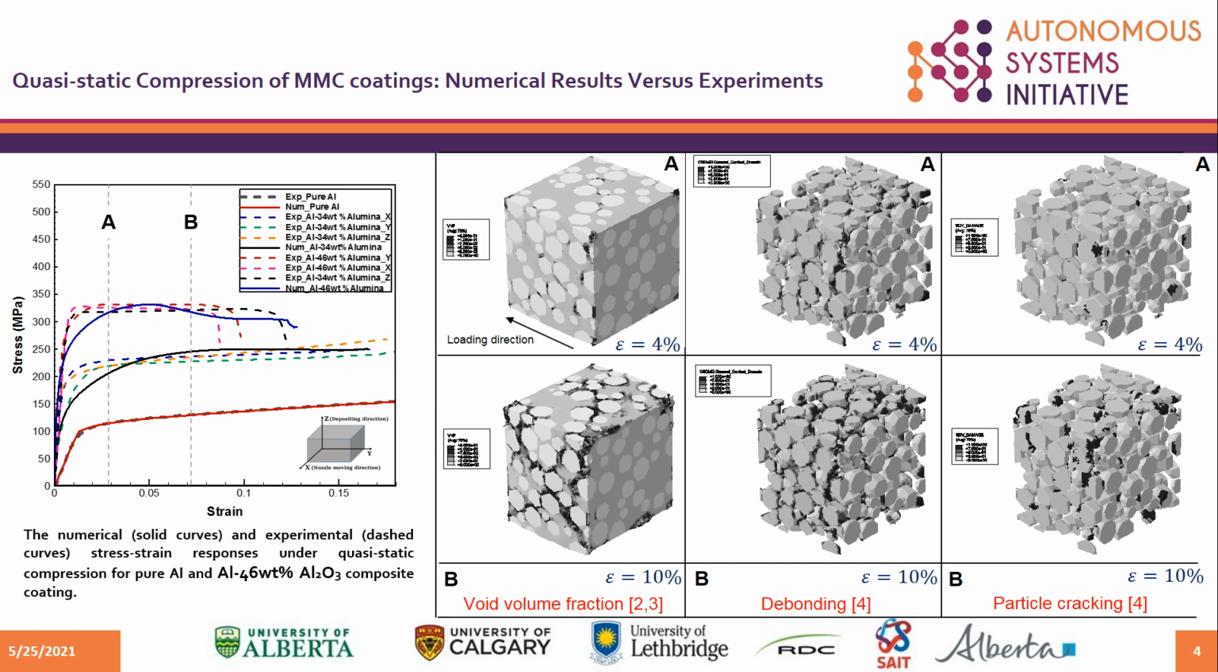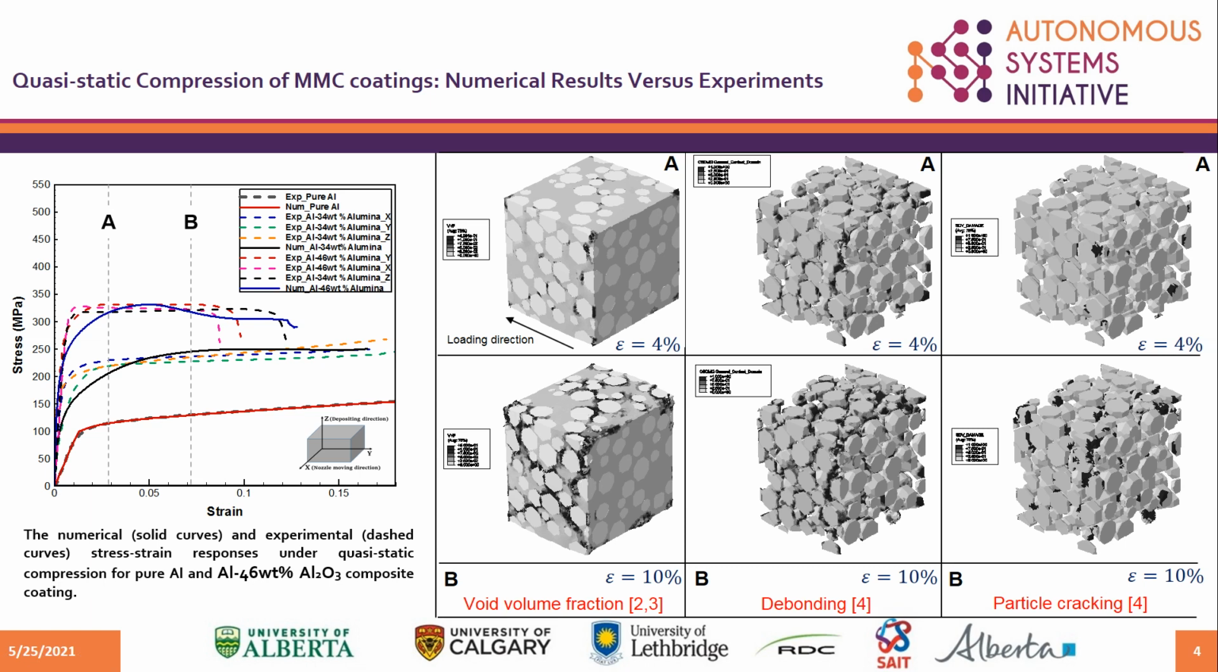On the right, you can see the history of predicted damage mechanisms. For example, at the strain of 4%, you can see that void volume fraction is localized in the thin ligaments between the particles as the indicator of damage, and with a further increase in loading, the well-known 4 or 5 shear bands take form, which was also reported by previous studies.